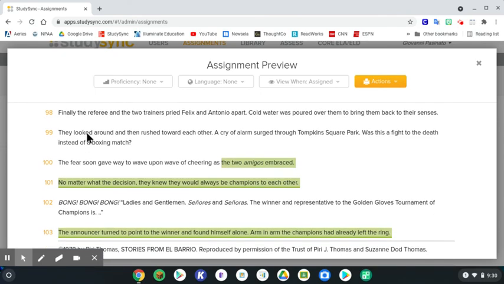Finally, the referee and the two trainers pried Felix and Antonio apart. Cold water was poured over them to bring them back to their senses.